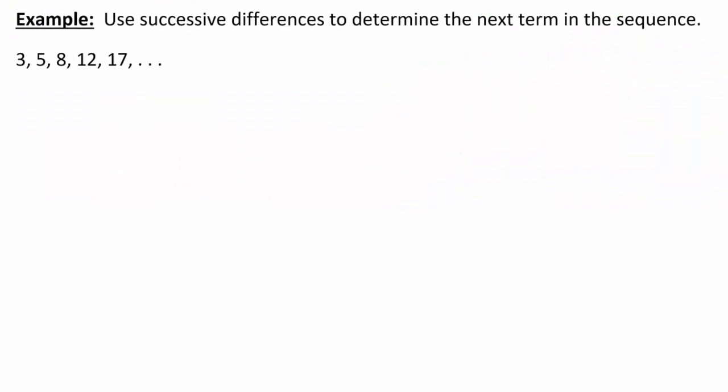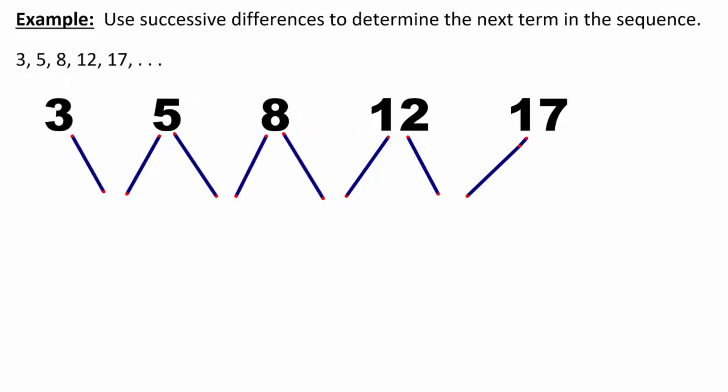Use successive differences to determine the next term in the sequence. Our sequence is 3, 5, 8, 12, 17. Here's our sequence. So difference means to subtract. So 5 minus 3 is 2. 8 minus 5 is 3. 12 minus 8 is 4. 17 minus 12 is 5. So we found the difference between each successive terms in the sequence.